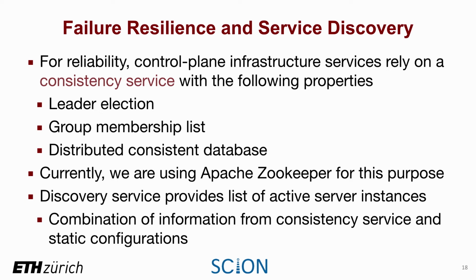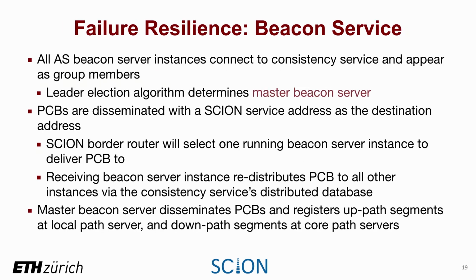So we also have a discovery service that provides a list of active server instances within the AS. And it delivers a combination of information from the consistency service itself, as well as static configurations, in order to provide highly resilient and reliable information to clients. Next, we're going to look at failure resilience for the specific cases of beacon servers and path servers.